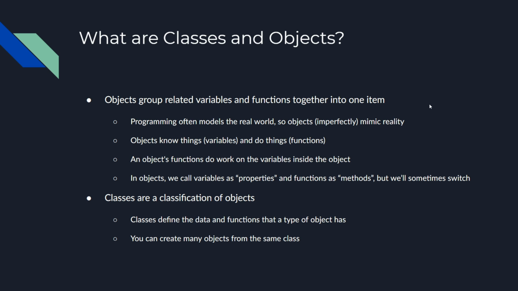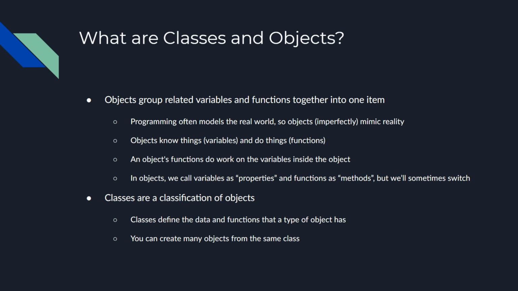Now, objects know things, that is, they store data as variables, and they do things. They do actions or execute code as functions. Okay, so they know things as variables and do things as functions. Okay, these are the two core principles of an object. And then the functions can do work with the data inside the object.